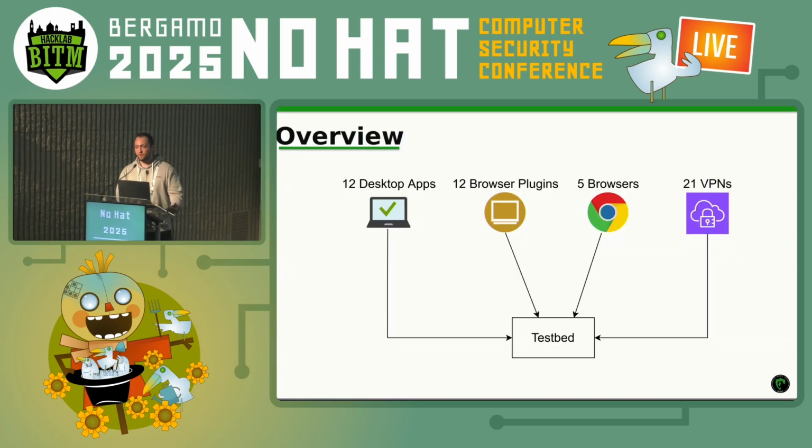Regarding the overview, as you can see here, we examined different categories: 12 desktop password managers, 12 browser plugin password managers, the 5 most common and popular browsers, and 21 VPNs. Regarding the VPNs, we separated them into two categories, commercial and enterprise usage.